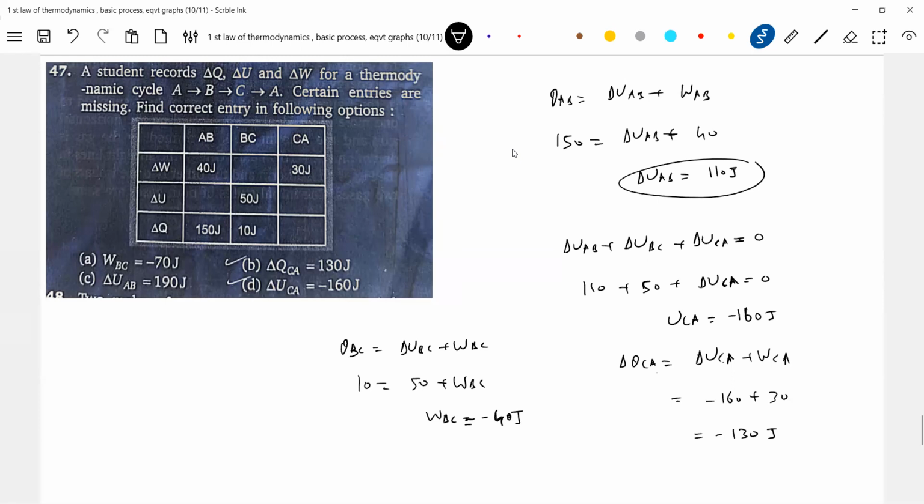Okay, sometimes they don't give any graph. So just manage everywhere for the total. See, this is the core idea for a cyclic process: the change in internal energy will be 0.